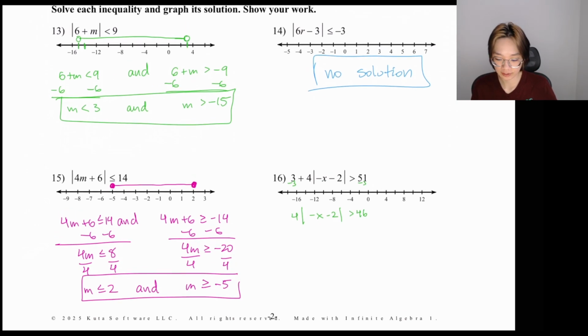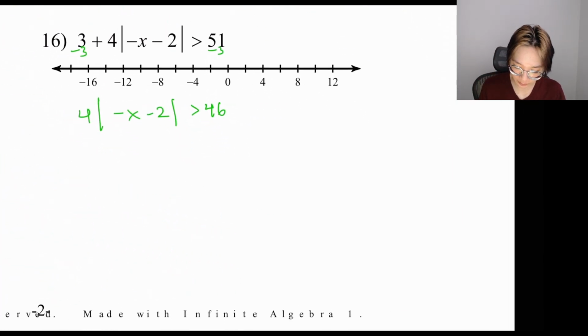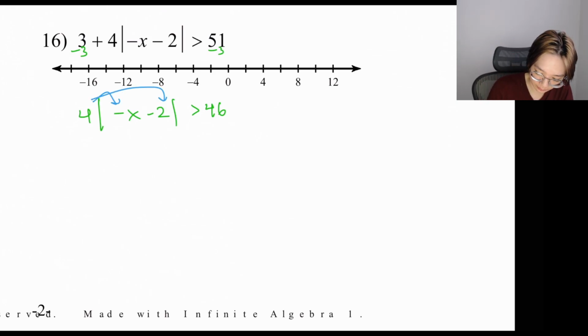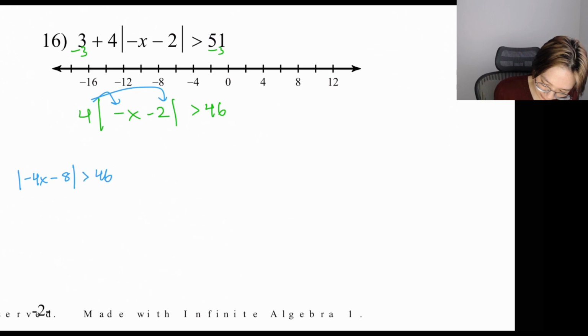I'm going to do both ways again. I'm actually going to zoom in real close on this so I can have more room. One of them is distributing. So I'm going to do it over here. Absolute value of negative 4x minus 8 is greater than 46. Or the other way, which is just dividing by... I can't divide by 4, actually.